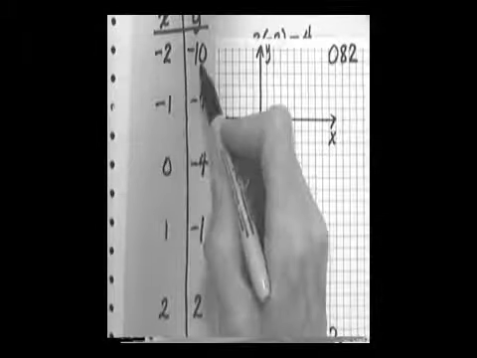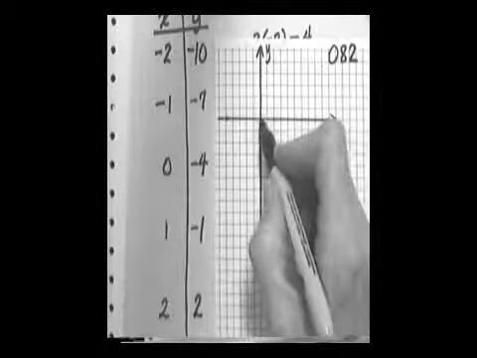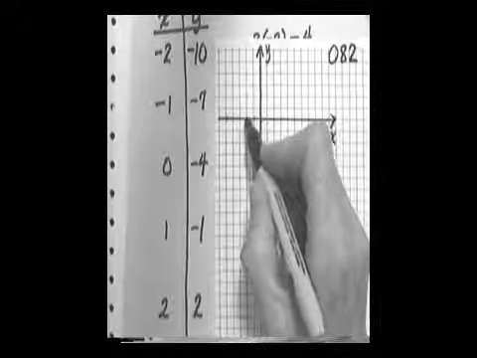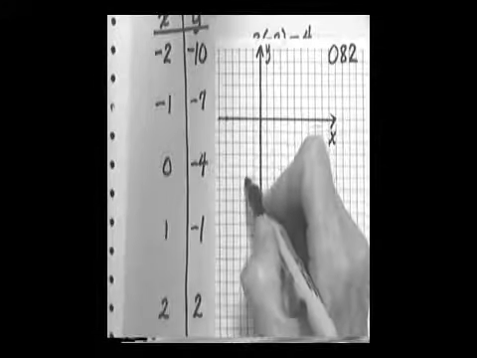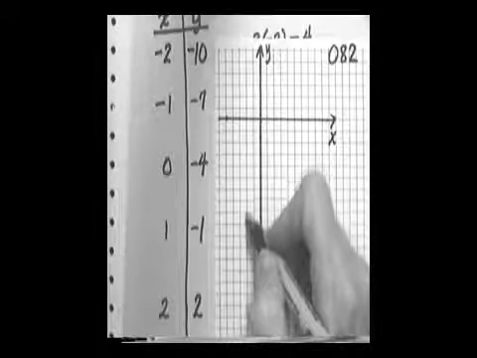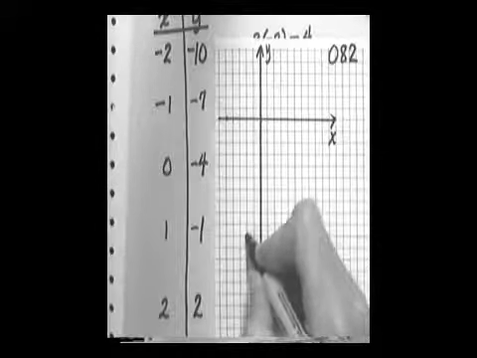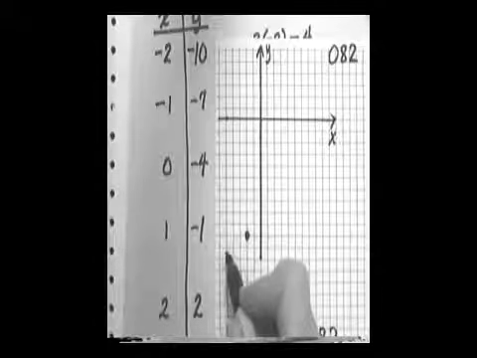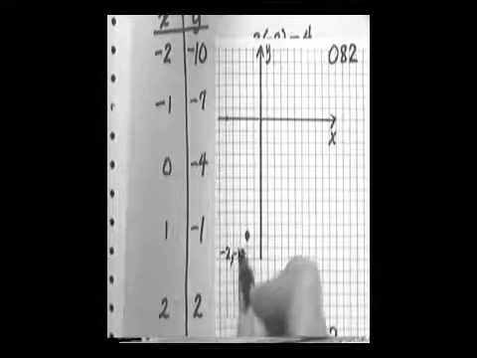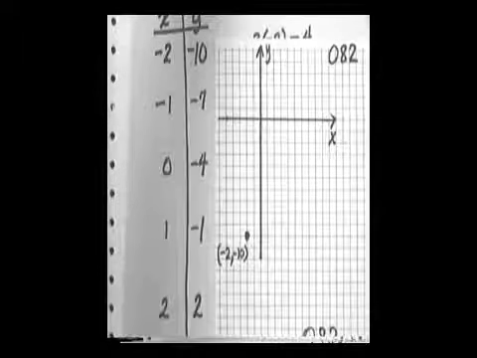Then -2, -10 means we start at the origin and count 2 to the left, and then down 10. 1, 2, 3, 4, 5, 6, 7, 8, 9, 10. -2, -10.